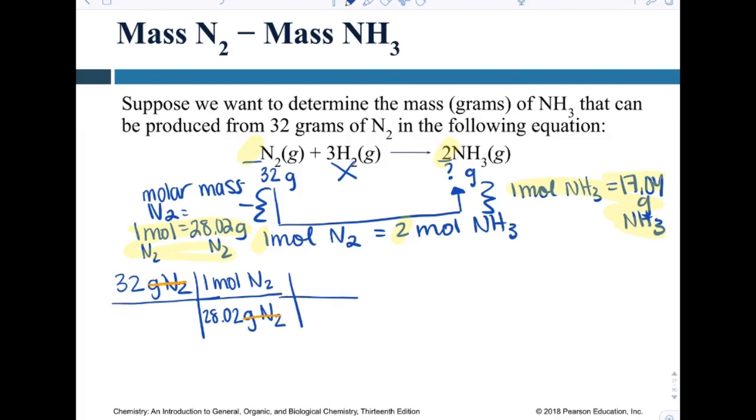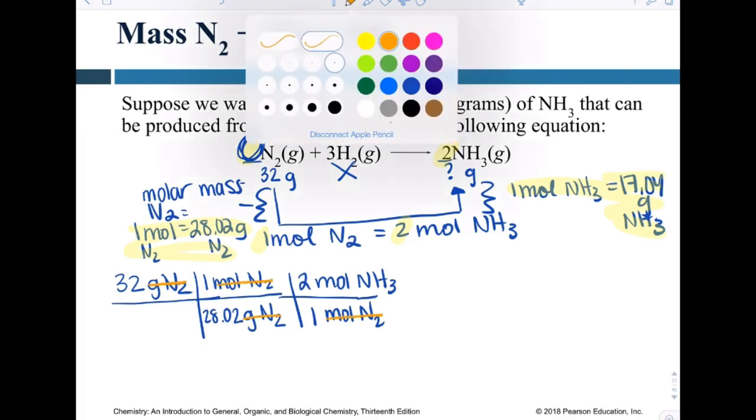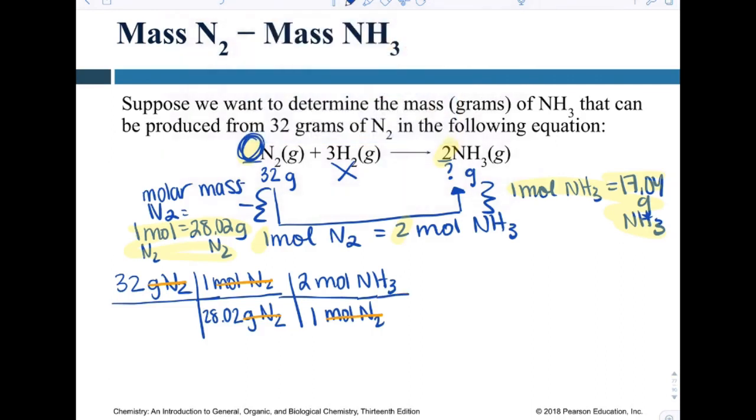Well, now I need to get rid of N2 because I'm trying to talk about NH3, ammonia. And so I can say mole of N2 on the bottom, and the number that follows mole of N2 is a 1 because there is a 1 here in the reaction. It is equal to 2 moles of ammonia, and I can cancel my moles of nitrogen. So now I have moles of ammonia. So now I'm talking about what I want to talk about, but I don't have the right unit. I want grams. So I need to cancel moles of ammonia. And the molar mass says that for every 1 mole, there's 17.04 grams of that substance.